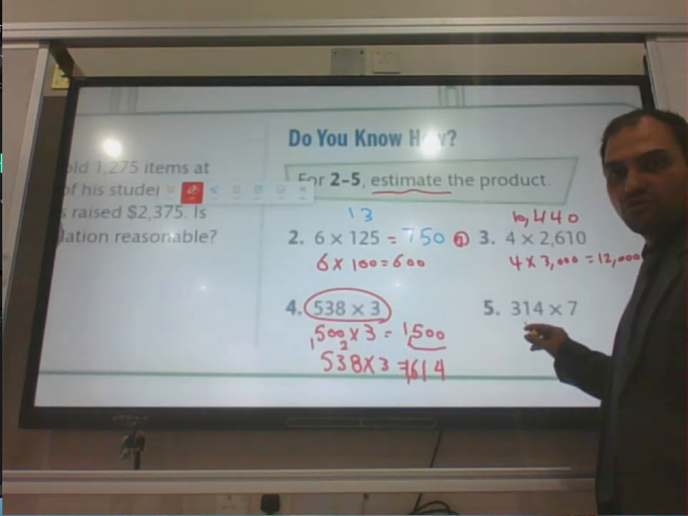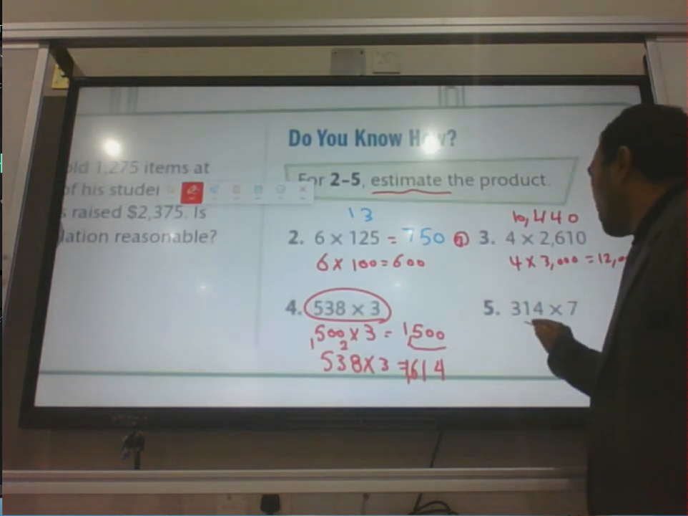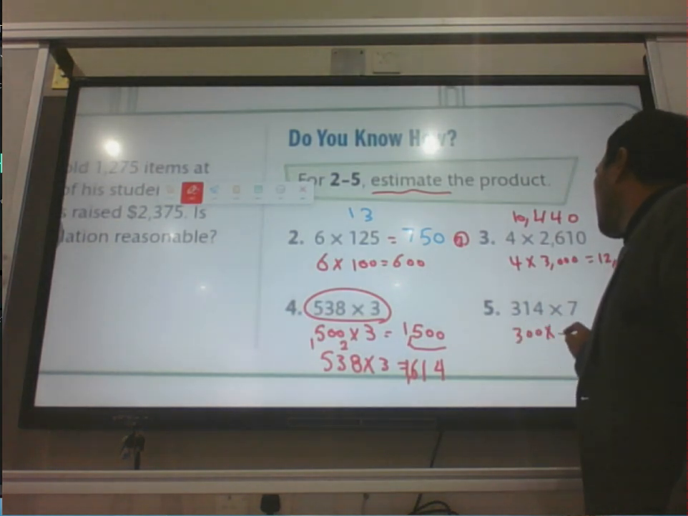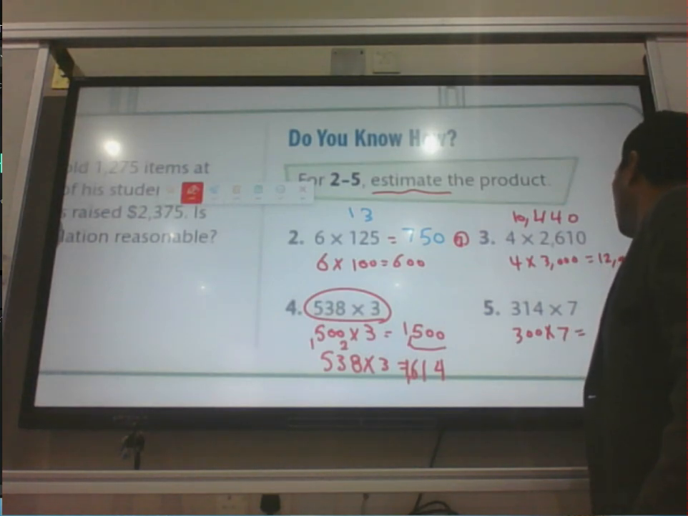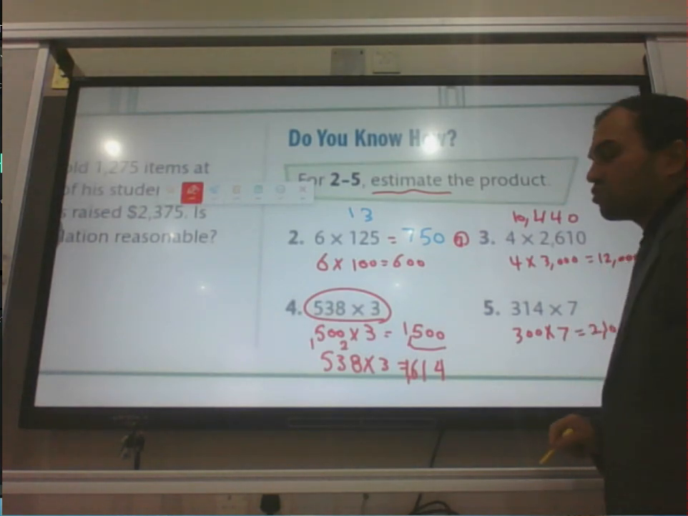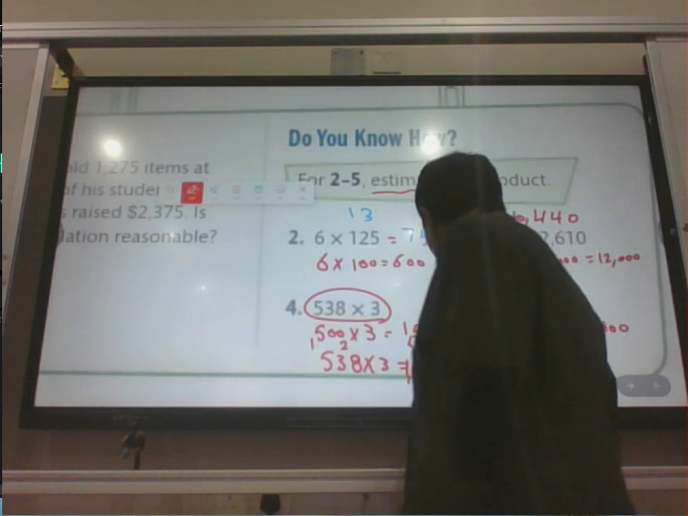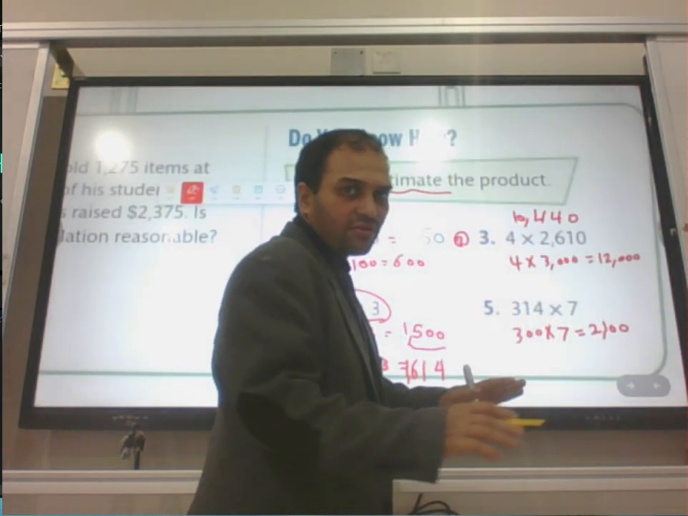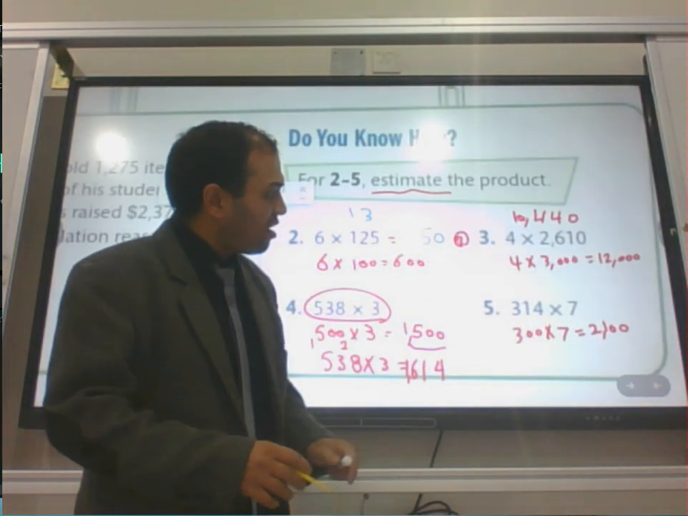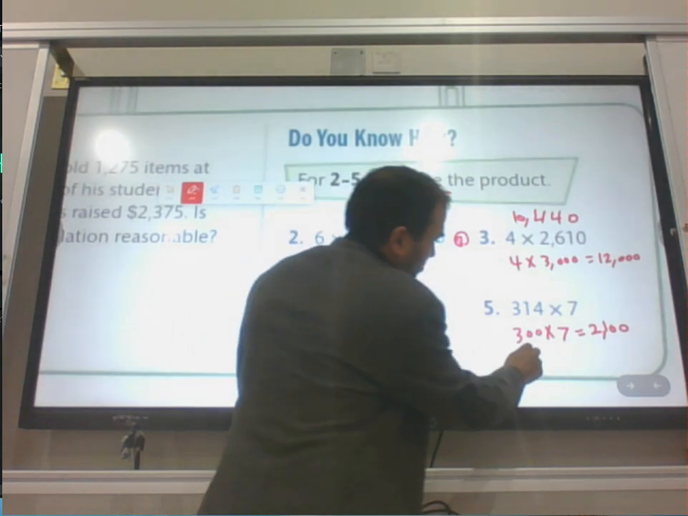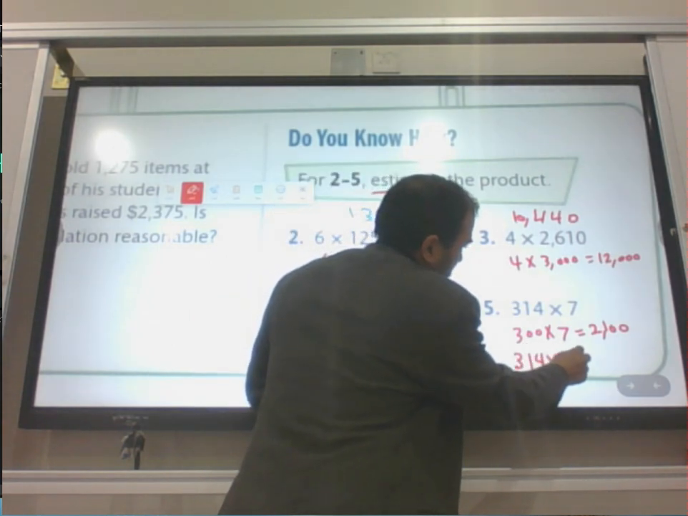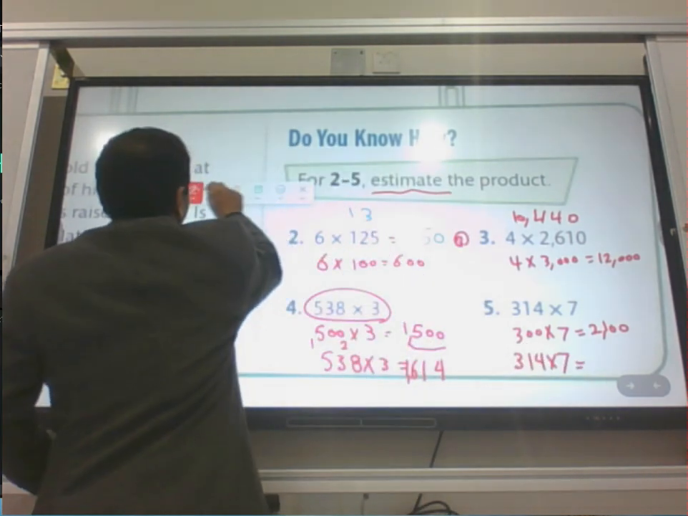Next question. 314 times 7. This number leads to what? 314 leads to 300. Then you can write 300 times 7. Double 0 and 3 times 7 is 21. The result will be 2,100. Okay? And the actual number is 314 times 7. We can find the answer from the right-hand side.